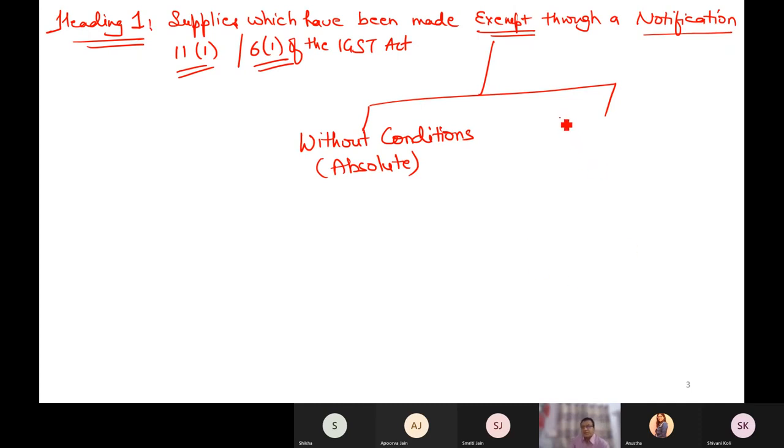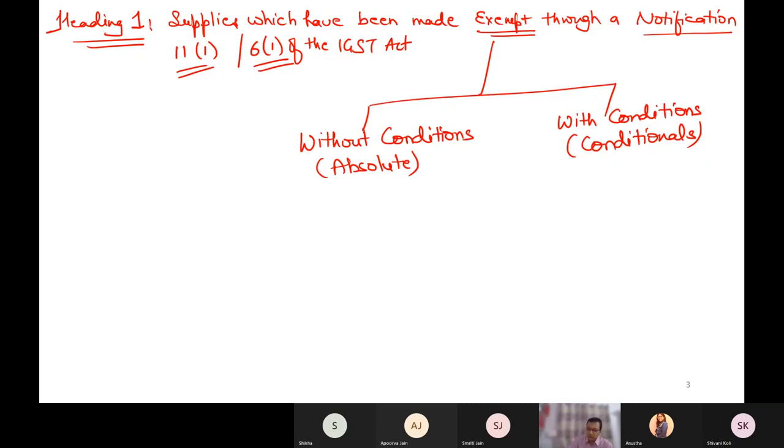Some exemptions come with conditions. If the supplier fulfills the criteria, then only exemption is there, otherwise not. So these are conditional exemptions. These are with some conditions. Now it depends on each and every supply. We have this notification, a lengthy notification which gives you so many supplies.